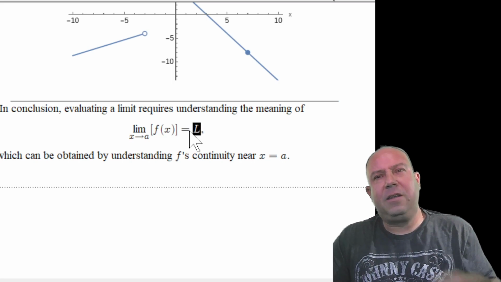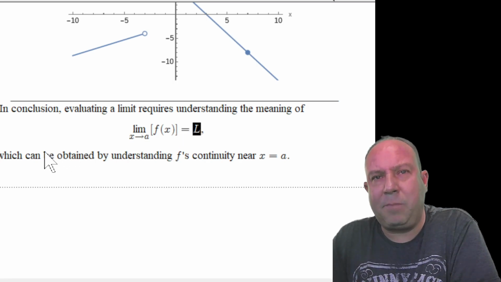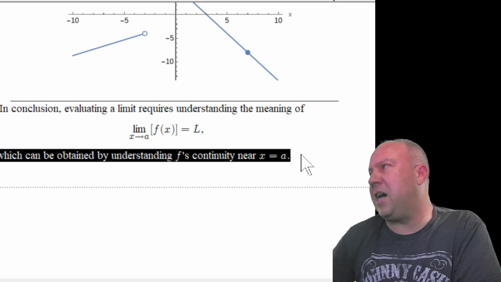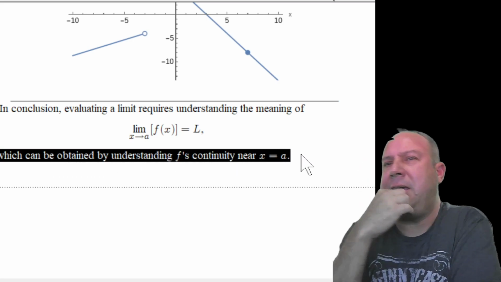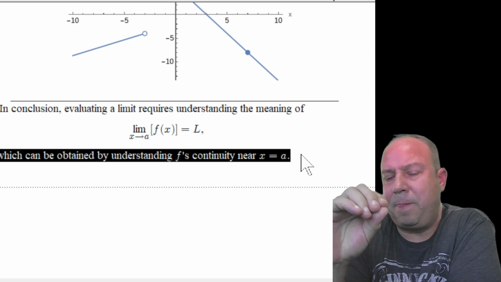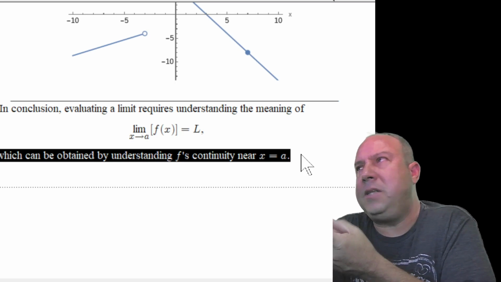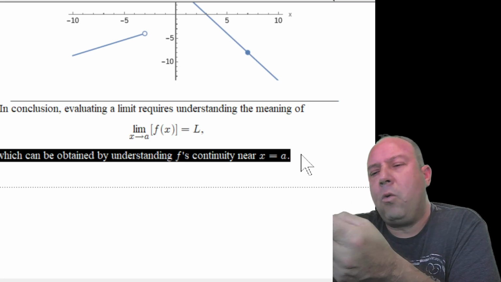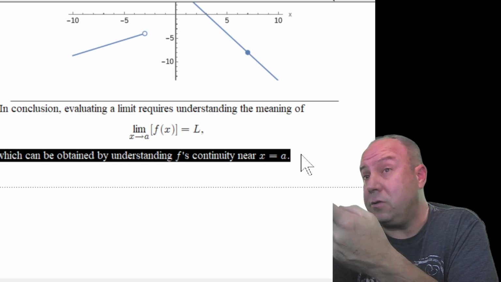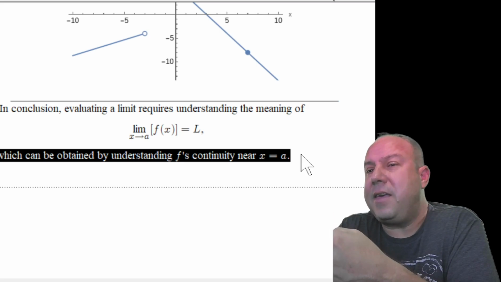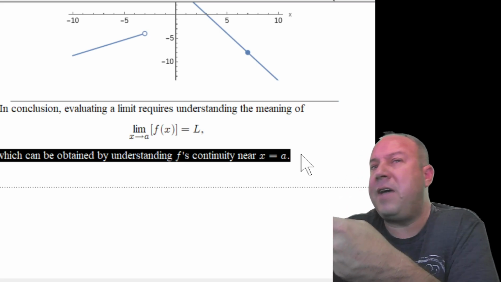All right. To evaluate a limit, it does require that understanding, but what we have to realize is that understanding can be obtained by understanding f's continuity near x equal to a, and requires us to understand what it means to be continuous. And in calculus, what it means to be continuous is to pass those three criterion. Where once it passes the first criterion, we're able to say that that limit exists, and we're able to evaluate that limit.